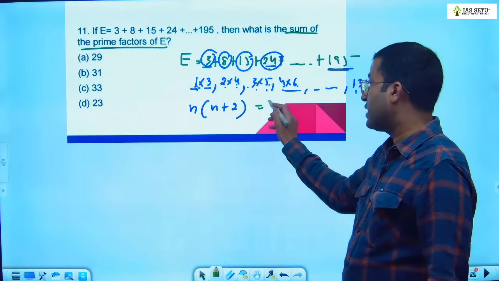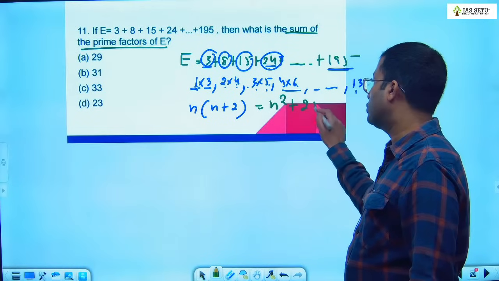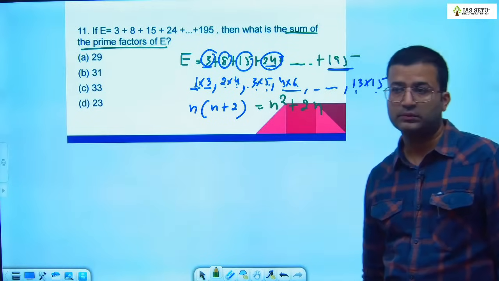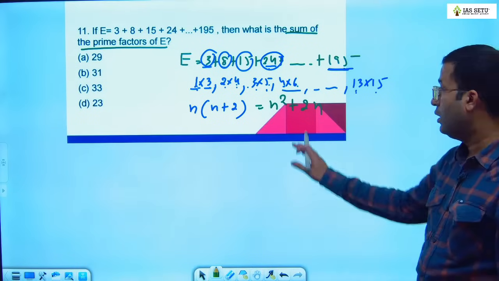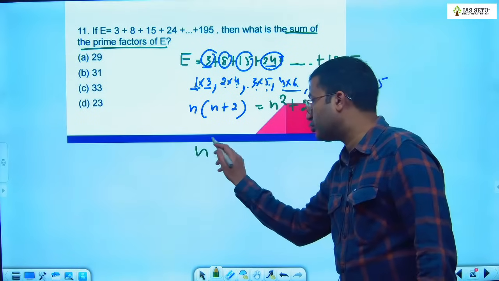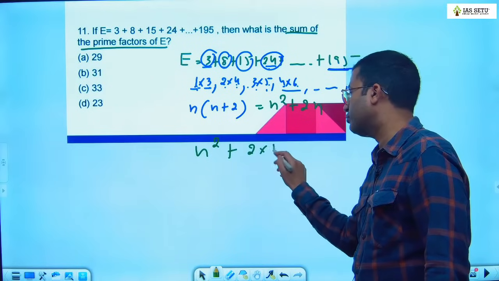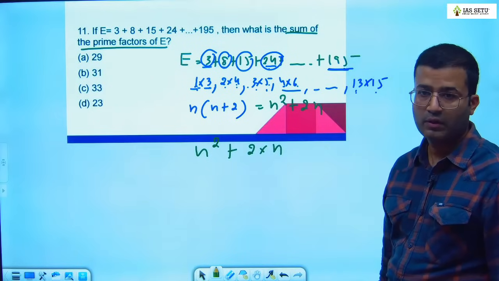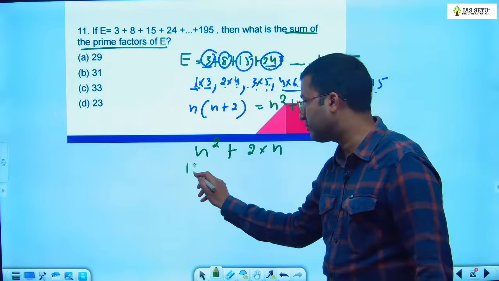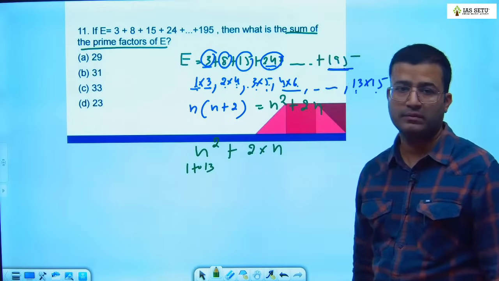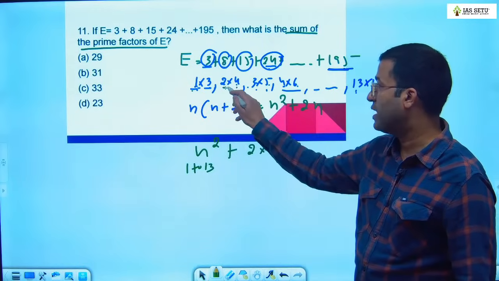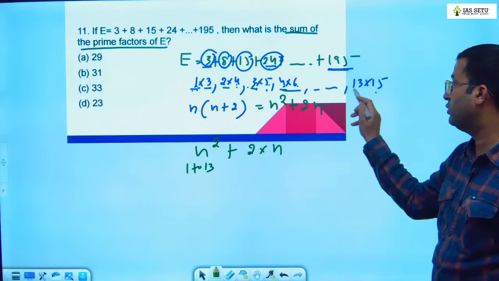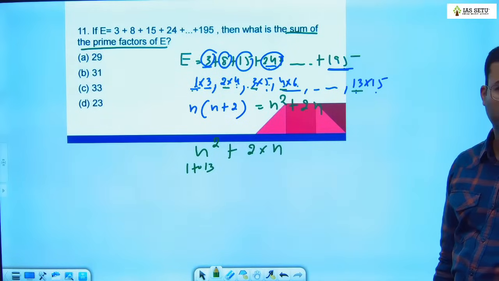Then what is this? n square plus 2n. It is n square plus 2 into n. n changes from 1 to 13. n की वैल्यू 1 से 13 चेंज हो रही है. यहाँ पे n की वैल्यू 1 है, यहाँ n की वैल्यू 2 है, n वैल्यू 3, n वैल्यू 4, n वैल्यू 13.